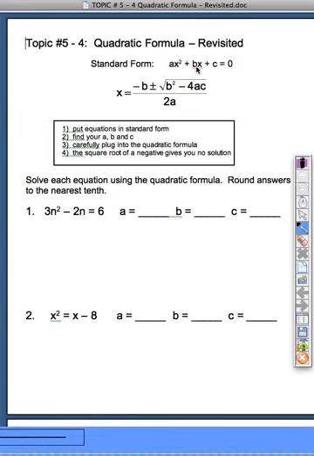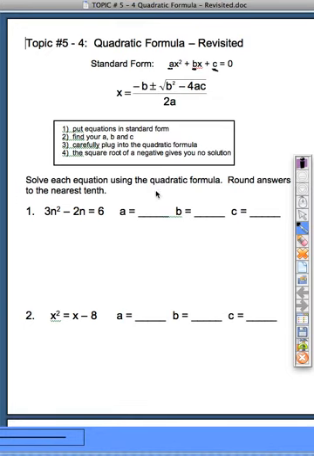So here is standard form: ax squared plus bx plus c equals 0. If there's anything on the other side of the equal sign, you're going to have to move it over so it looks like this. The number in front of the x squared is where you get the a. The number in front of the x is the b, and the constant is the c.